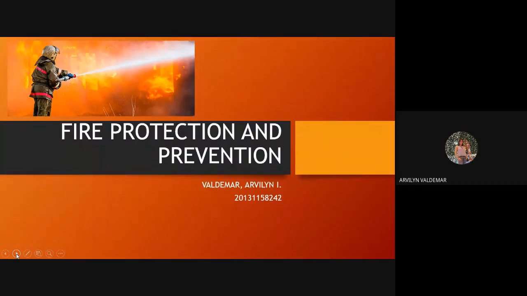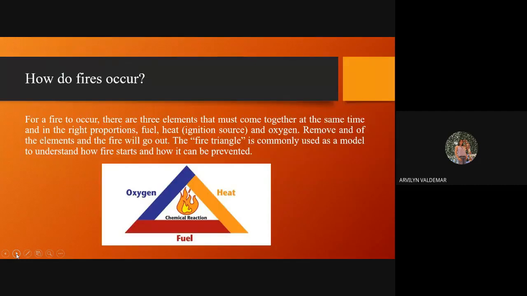Fire protection and prevention. So, how does fire occur? For a fire to occur, there are three elements that must come together at the same time and in the right proportions: fuel, heat, oxygen. Remove any of the elements, and the fire will go out. The fire triangle is commonly used as a model to understand how fire starts and how it can be prevented.